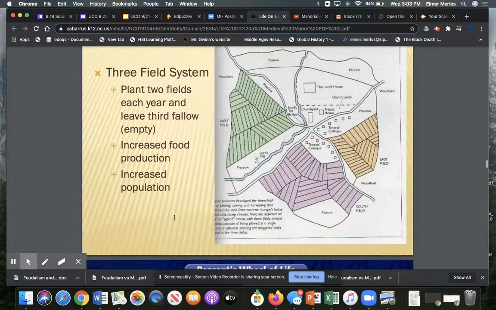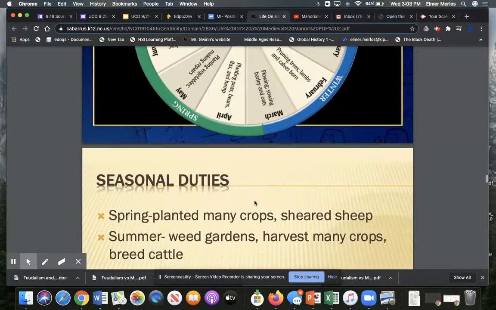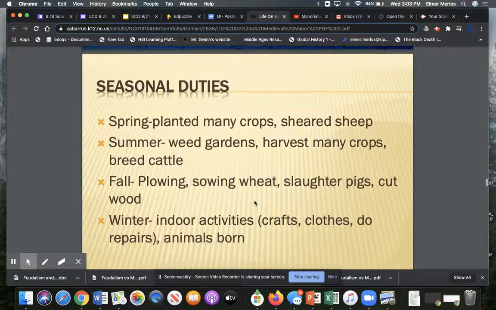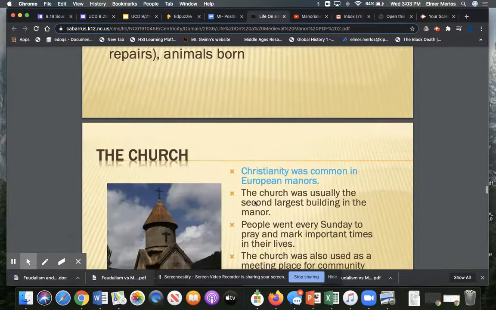I'm not going to focus too much on this. This is the fields that they use, and what they would do, in order to avoid having the land become infertile or not give crops anymore, is rotate the land. So maybe this year they might grow crops here, and the next year they wouldn't, so they will rotate it. Okay, we'll stop here.